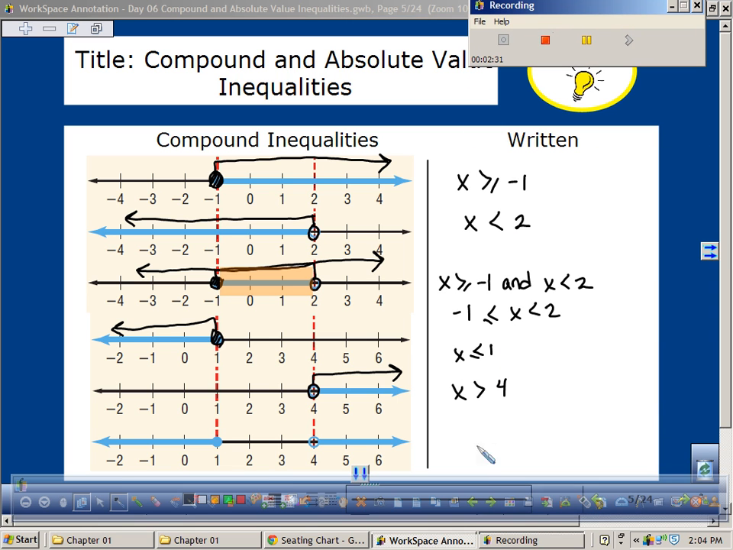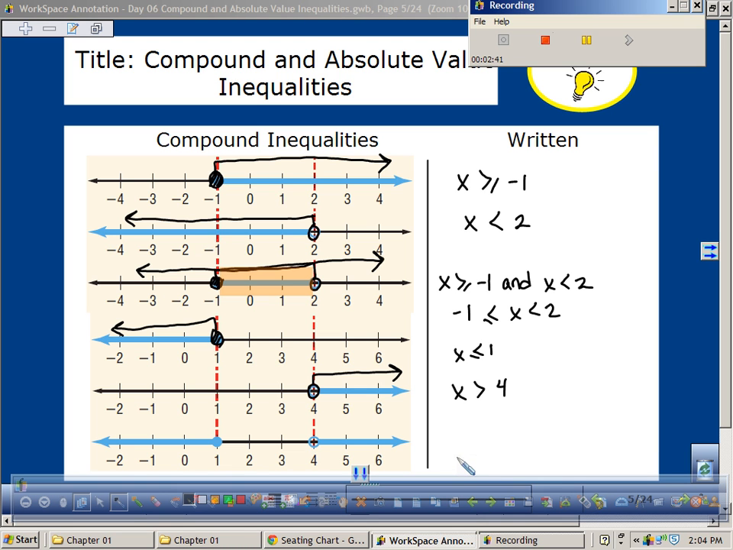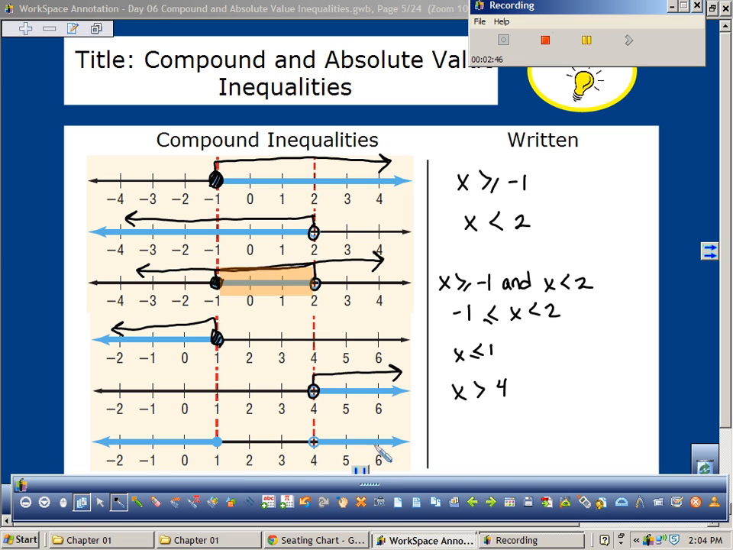And finally, what's this situation? Is this going to be intersection or union? Are they intersecting? There's nothing intersecting, right? So it's going to be x is less than or equal to 1 or greater than 4. Good.